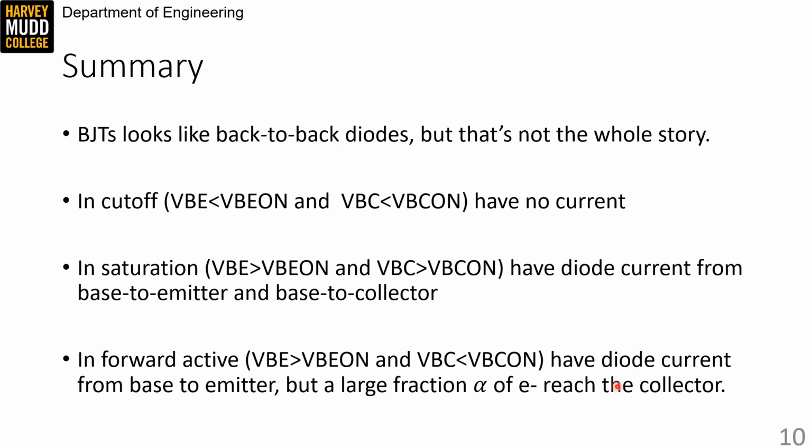And in forward active, where VBE is greater than VBE on, but VBC is less than VBC on, we have diode current from the base to the emitter, but a large fraction of the injected electrons from the base emitter junction reach the collector instead of being cancelled by holes from the base.